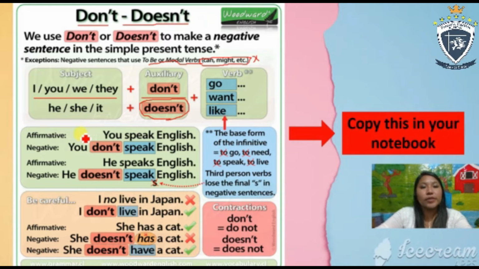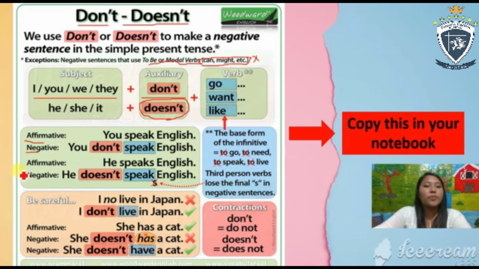Here we have some examples. Affirmative and negative. The affirmative form says, you speak English. This is the affirmative form. We're going to change these sentences into the negative form. You don't speak English. You don't. El auxiliar va antes del verbo, después del pronombre y antes del verbo. You don't speak English. You speak English and you don't speak English.